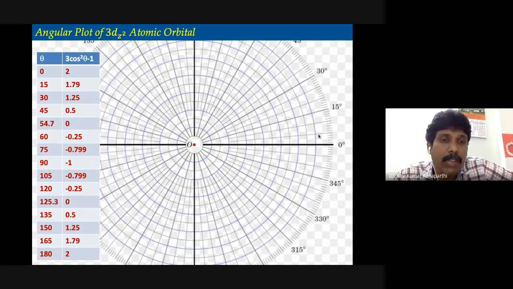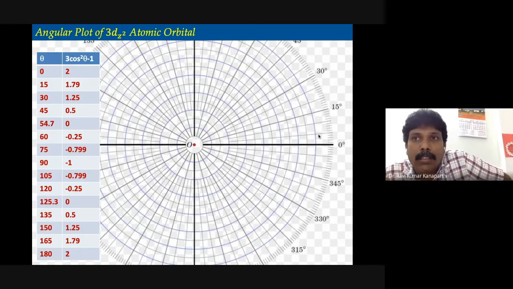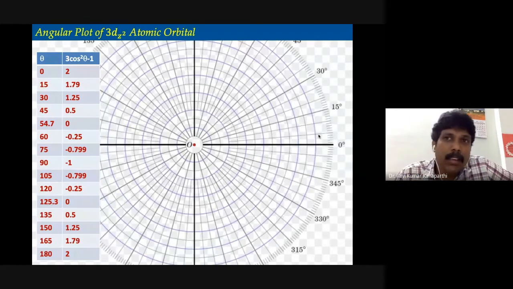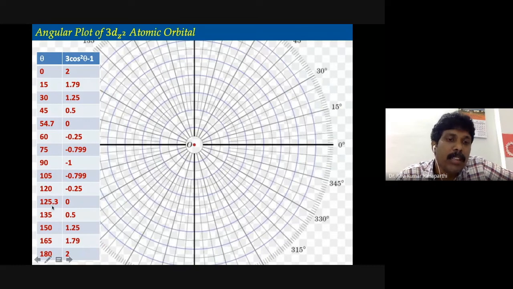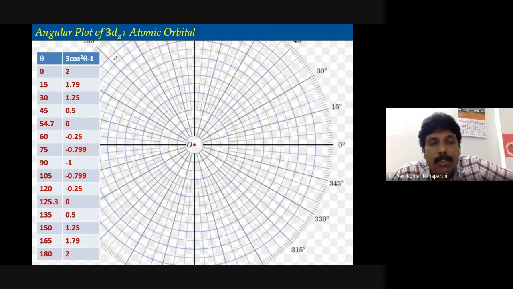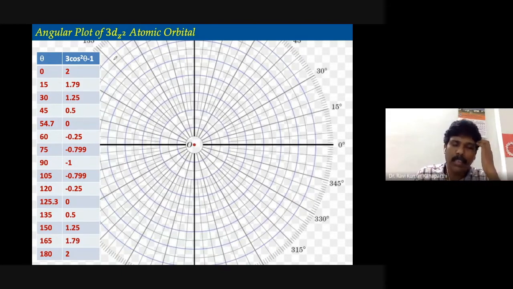So I have given you an exercise of 2p x and then 2p y spherical harmonics is given to you. Just try to calculate a small table, and then we know the theta value basically changes from 0 to 180, and phi value basically changes from 0 to 360 degrees. So just calculate, make a small table, and then later on you start plotting it.